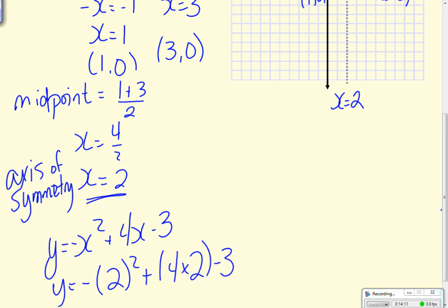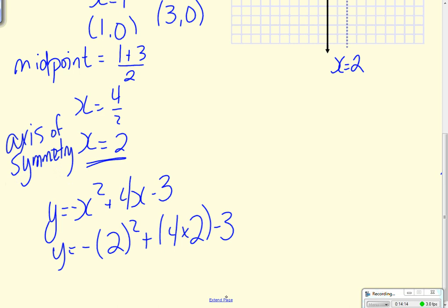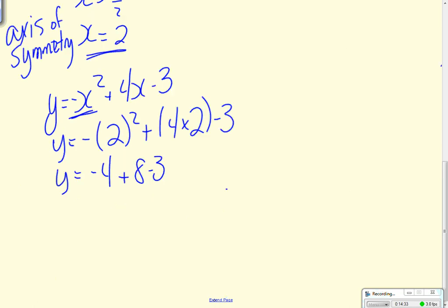Now you might be asking, why did I leave the negative outside of the brackets here? The reason is that there are no brackets around the x squared. If it had been negative x in brackets squared, then the negative sign would have been included, but it's not in this case. So 2 squared is 4, so negative 4 plus 8 minus 3. Negative 4 plus 8 is 4. Take away 3 is 1, so y equals 1. So our coordinate for our turning point is 2, 1.